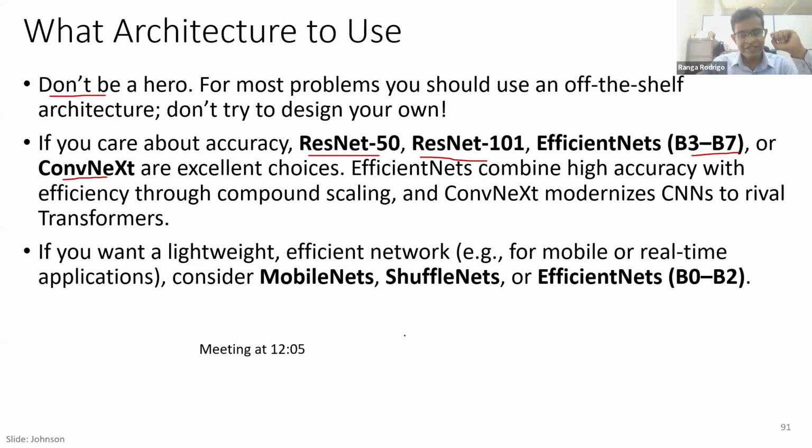If you want lightweight, efficient networks, for example for mobile or real-time applications, we can use MobileNets, ShuffleNets, and EfficientNets B0 to B2. That's the summary of this.